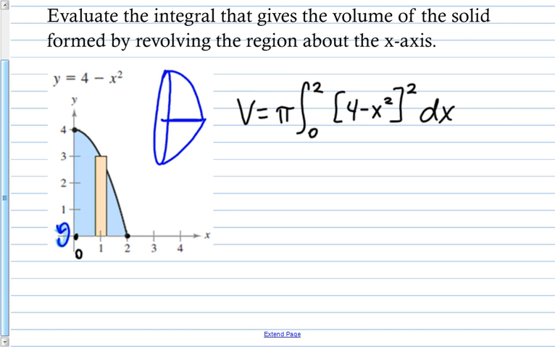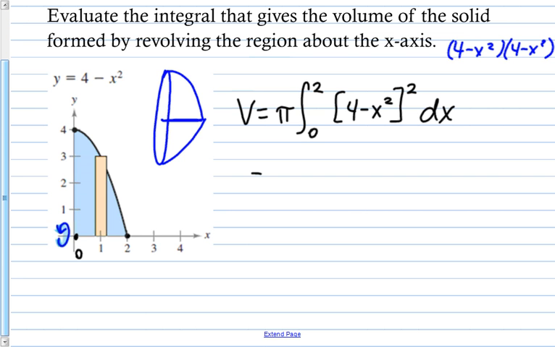So now this one, if you try to do u substitution, the derivative of 4 minus x squared is negative 2x. There is no negative 2x anywhere there, so you can't do u substitution. At least, well, you could, but you don't have to. So what we're going to do is we're just simply going to FOIL. FOIL the 4 minus x squared. 4 minus x squared times 4 minus x squared. So we're going to FOIL that.